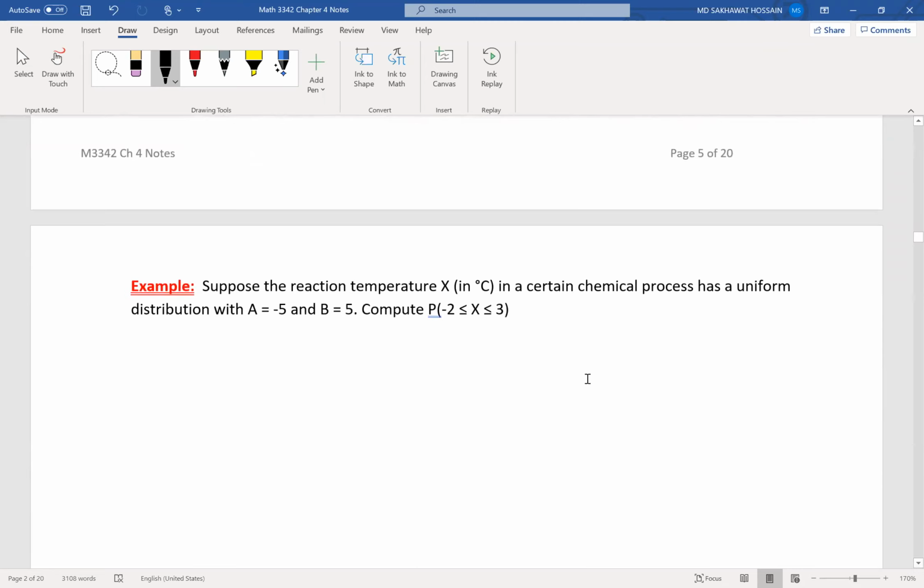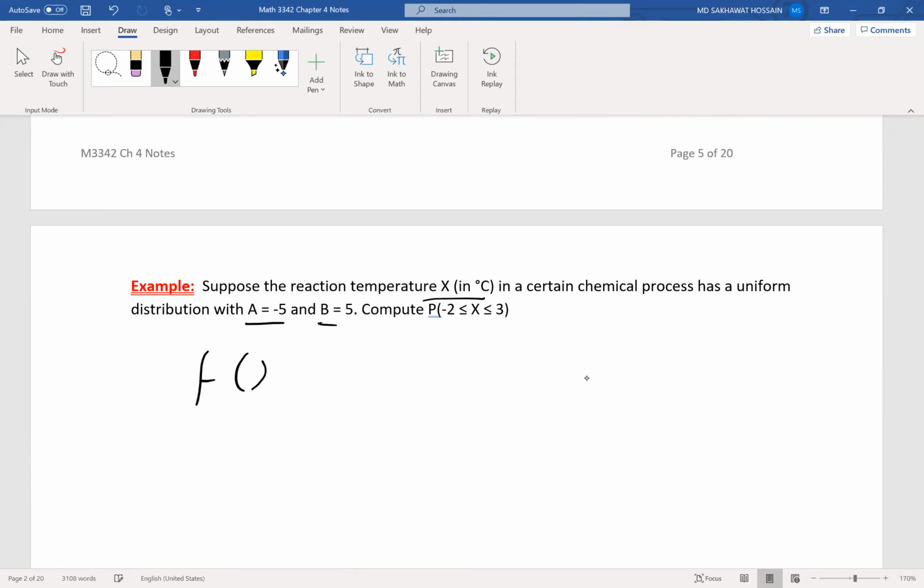Okay, now we'll go over an example. Suppose that the reaction temperature X in a certain chemical process has a uniform distribution. So X is a random variable and X is the temperature. X is the reaction temperature in a certain chemical process, with a uniform distribution with A equal to -5 and B equal to 5. So that means X is from -5 to 5.